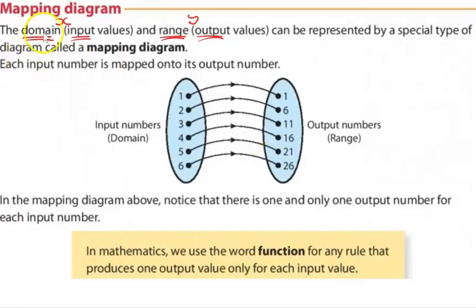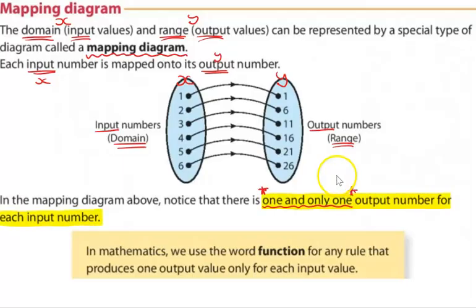So our domain, also known as x or x values, are our input values, and our range, also known as y, is our output values. And this is known as a mapping diagram. So each input, x, is mapped onto its output, y. So our domain are our x values, and our range is our y values. So our input numbers, our x values, are the domain, and our output numbers, our range, are our y values.